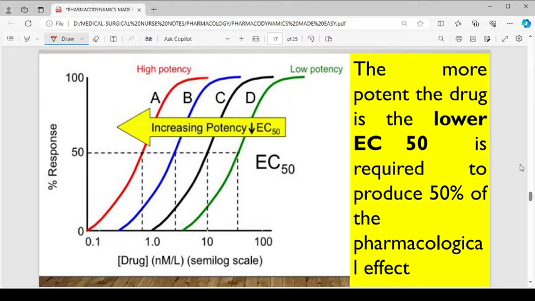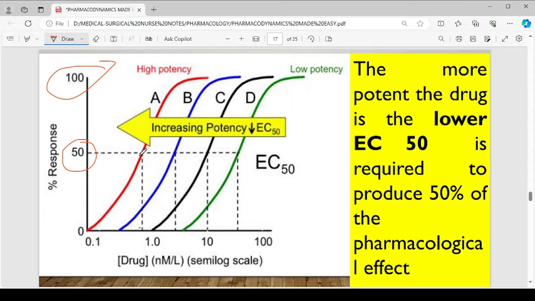So that means this EC50 is the one that is required to produce 50% of the pharmacological response, okay? If the maximal pharmacological response is 100, the EC50 will be used to produce this 50%. Which is this for drug A, which is here for drug B, which is here for drug C, and which is here for drug D, okay? So as you continue decreasing the EC50 and you still get the 50%, that means that drug is more potent for that case, all right?